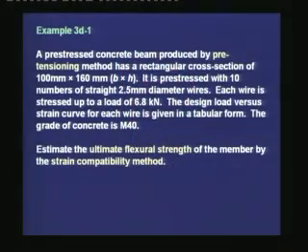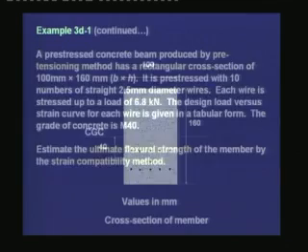Next, we are trying to understand the analysis of a rectangular section with the help of an example. A prestressed concrete beam produced by the pre-tensioning method has a rectangular cross section of 100 millimeters times 160 millimeters, which is breadth times the total depth. It is prestressed with 10 straight 2.5 millimeter diameter wires. Each wire is stressed up to a load of 6.8 kilonewtons. The design load versus strain curve for each wire is given in a tabular form. The grade of concrete is M40. Estimate the ultimate flexural strength of the member by the strain compatibility method.